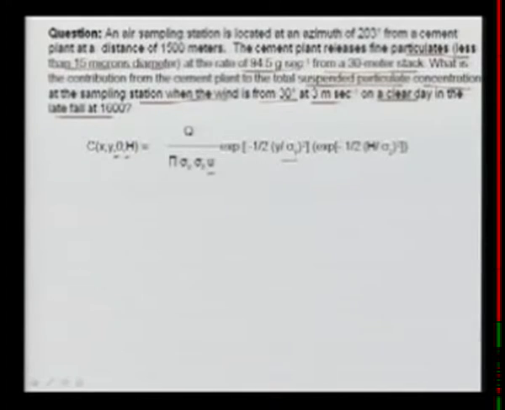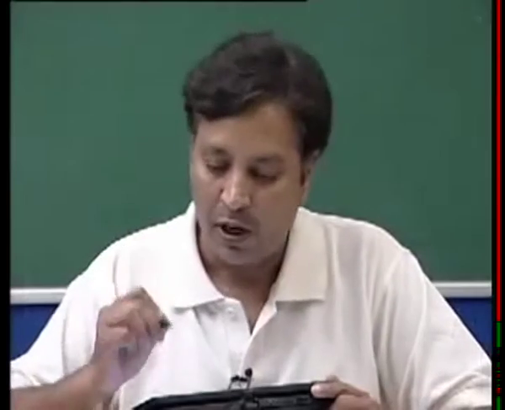We would like to use this formula that we had already derived in our earlier classes, but before we even touch the formula, let us understand what the question is. The question is telling us that there is a source. So, let us draw a source. Suppose this is the cement plant, that has a chimney here, and there is a sampling station at an azimuth of 203 degrees. So, let us see where the station is.